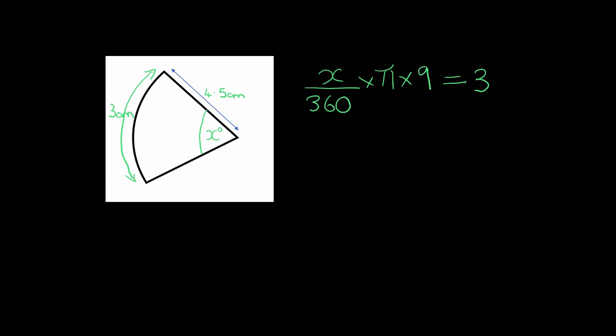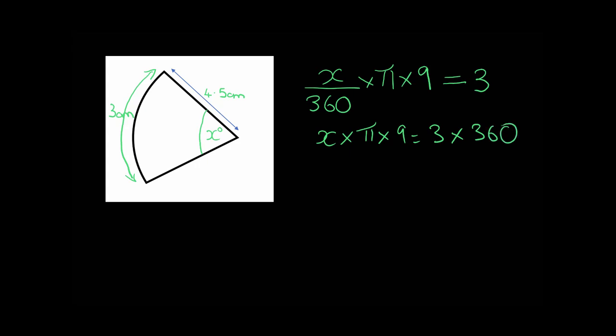So if we want to work out what that missing angle is, we just need to rearrange what we have here. So let's start by getting rid of the 360. x is divided by the 360, so we're going to multiply by it. So we're going to have x times pi times 9 equals 3 times 360. And then we'll get rid of them both together.